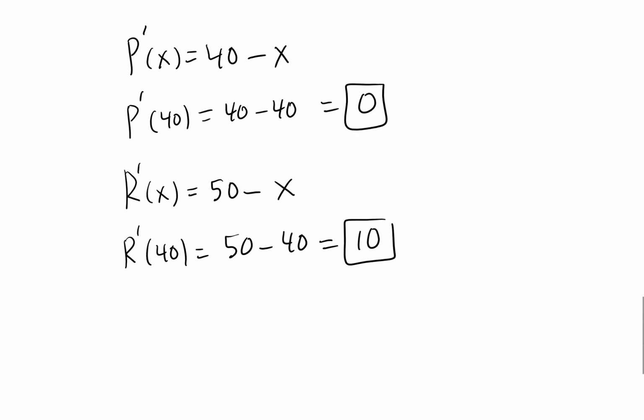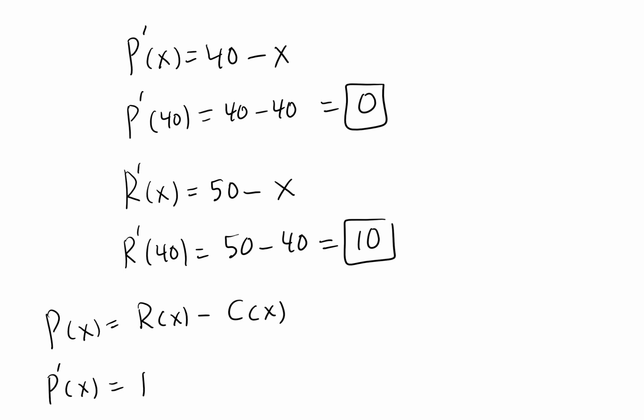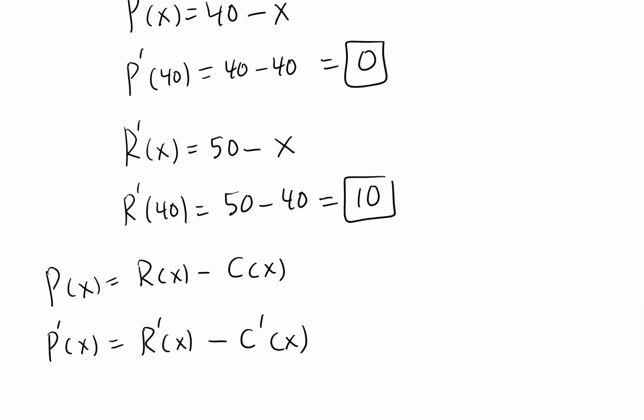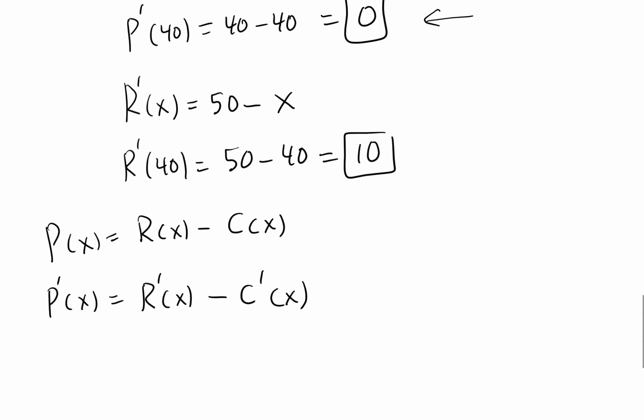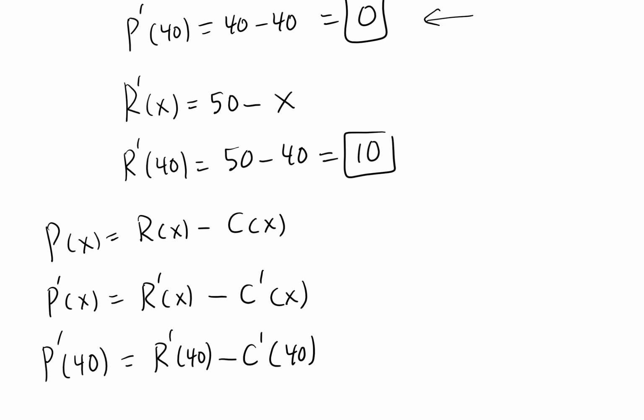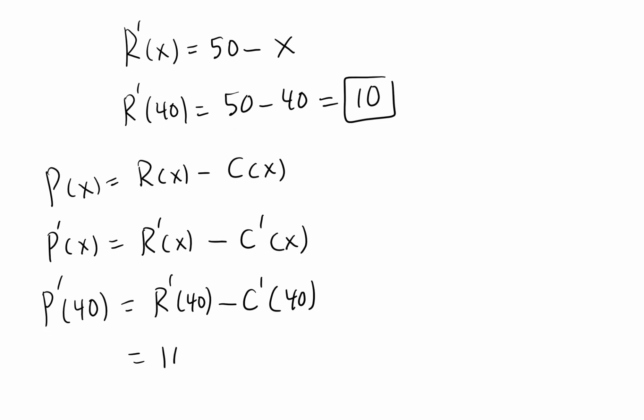Note something here. We know that P of x is the revenue minus the cost. If we differentiate everything, P prime of x would be R prime of x minus C prime of x. If we evaluate at x equals 40, the marginal profit we found earlier was 0. Let's see if we get the same answer. P prime at 40 is R prime at 40 minus C prime at 40. R prime at 40, you see it was 10, and C prime at 40 is also 10. It still gives us 0.